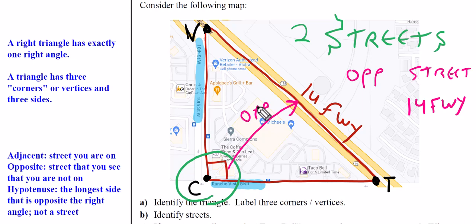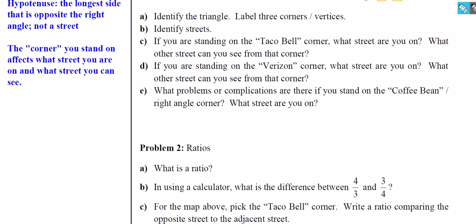The name of the game is what street am I on? What street do I see? And the problem is it changes the whole game to how many streets am I on? And there is no street across the street. Okay, so what we're saying is we run into multiple complications if we stand on this coffee bean right angle corner, this C corner, right? You're not just on one street, you're on multiple streets. And furthermore, when you look across from that corner, there isn't a street.